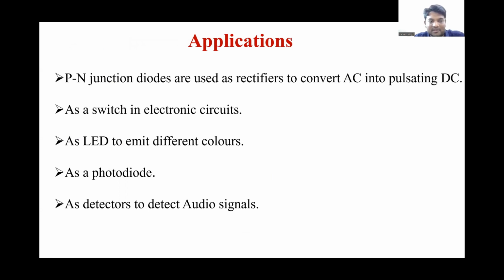Now moving towards the applications. Although there are lots of applications of semiconductor diodes, here I have mentioned a few of them. The first application is that PN junction diodes are used as rectifiers to convert AC into pulsating DC. You can also use diodes as a switch in electronic circuits. The third one is that we can use semiconductor diodes as LEDs to emit different colors. You can also use them as a photodiode. And semiconductor diodes can also be used as detectors to detect audio signals.